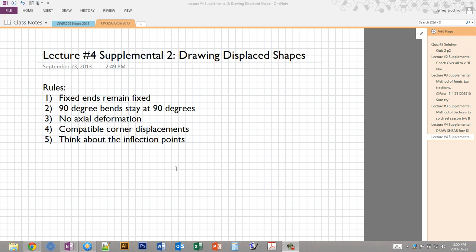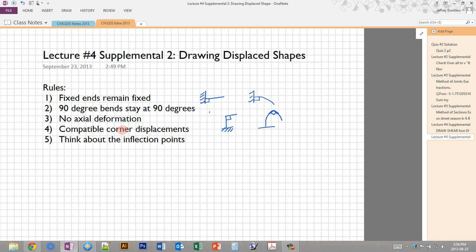One is fixed ends remain fixed, so wherever you have a fixed structural end, if it looks something like this, and this is 90 degrees, then whenever this is trying to bend, the end always remains 90 degrees. Then you have 90 degree bends stay at 90 degrees, so that's when you have a bend in a structure. So you have a structure like this and it has a 90 degree bend, and you want to turn that over. Okay, this angle always has to remain 90 degrees. Then no axial deformation, so we're just assuming that there is no axial deformation in any of the members, so they can't elongate or compress.